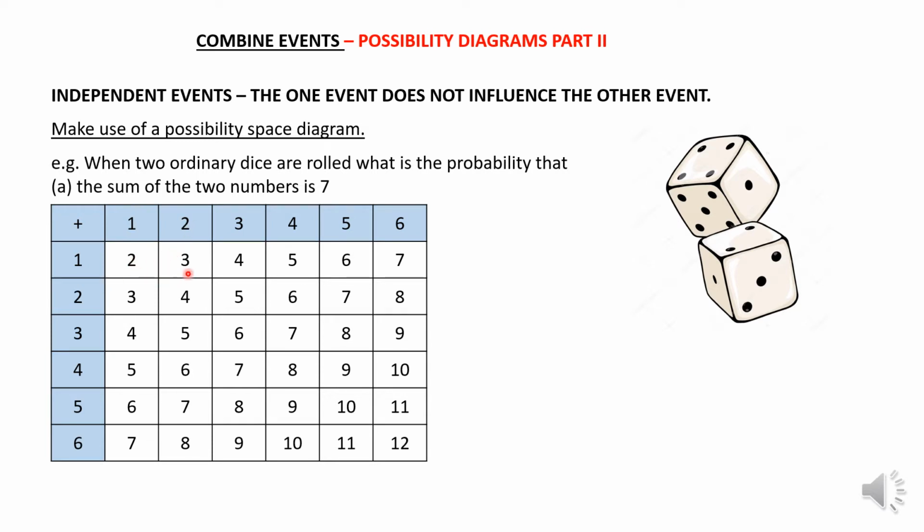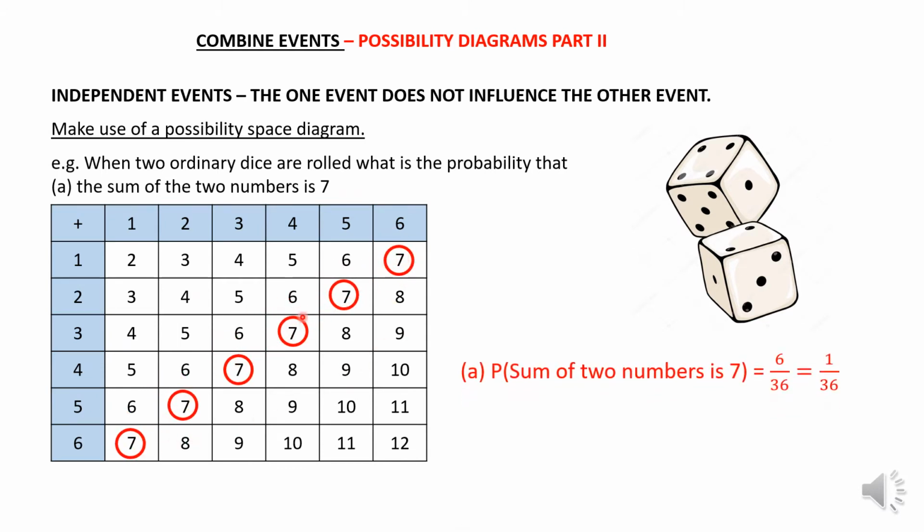Now you can actually see from this space diagram that the possibilities are all the sevens that are lined up here. You realize that it is very straightforward. Out of these possible 36, which is a 6 by 6 grid, 6 of them will add up to 7, which then simplifies to 1 over 6.